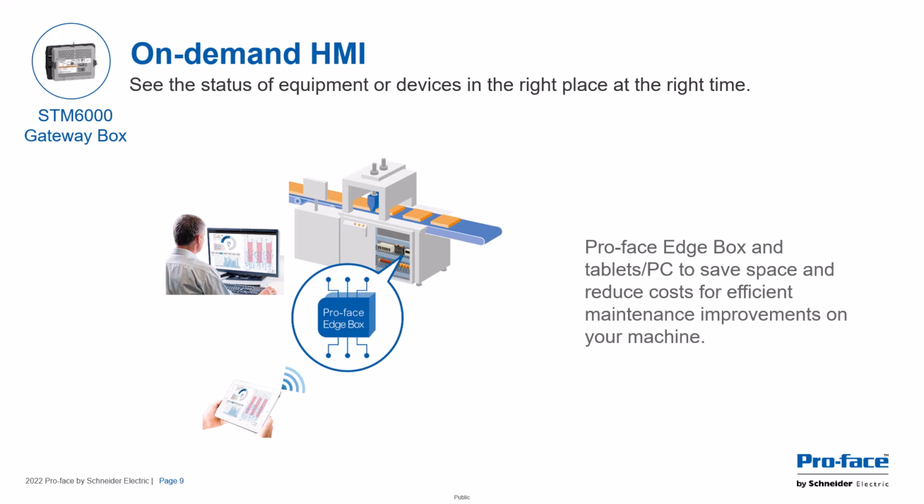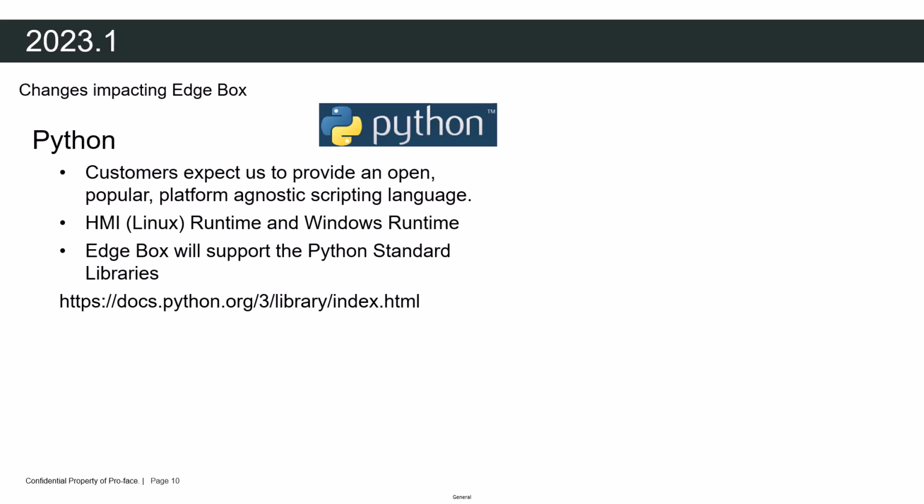Okay, so let's move on now and talk about the things that were changed in Blue Open Studio 2023.1, and specifically how these changes are impacting the EdgeBox HMI. The first one is this Python release. We're talking about the addition of a Python scripting language in Blue Open Studio. The message here is that customers are expecting us to provide an open, popular, and platform agnostic scripting language, and that's what we believe Python is. It's supported in the HMI and Linux runtime, which is the part impacting the EdgeBox, and of course it is also supported in the Windows runtime.